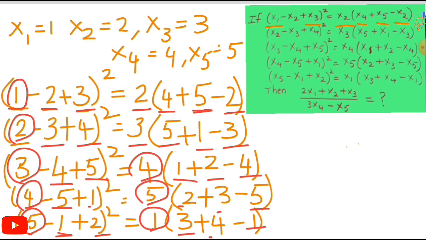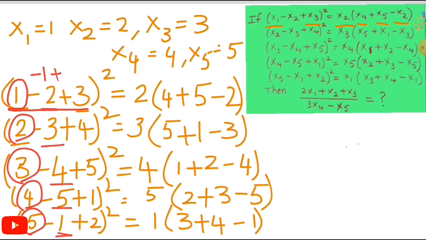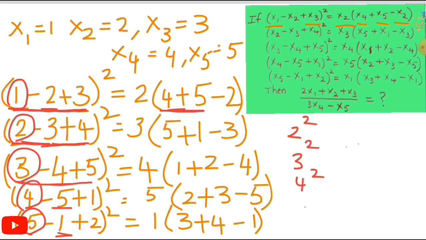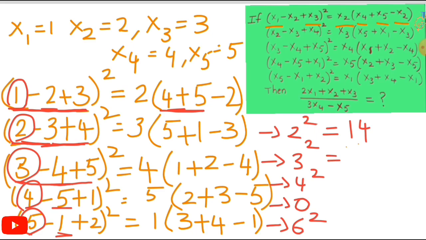Let's observe the calculation. 1 minus 2 is minus 1, plus 3 is 2, whole square. And in the second equation, 2 minus 3 is minus 1, plus 4 is 3 square. Similarly, this is minus 1 plus 1, this is 4 square, and the fourth equation is 4 minus 5 is minus 1, so minus 1 plus 1 is 0. So 5 minus 1, 4 plus 2 is 6 square. So in the LHS we can see 2 square, 3 square, 4 square, 0, and this is 6 square. Now in the right hand side, we'll get this value is 14 and this value is 9.